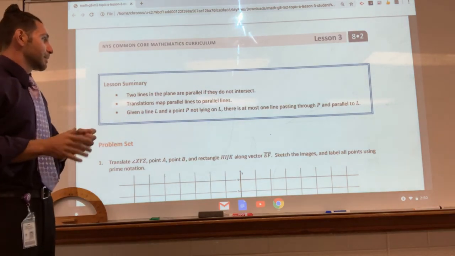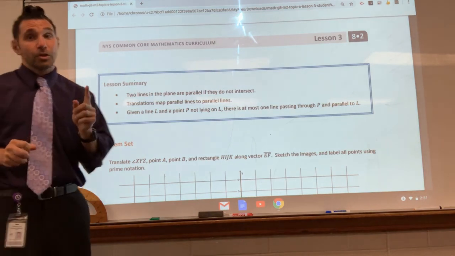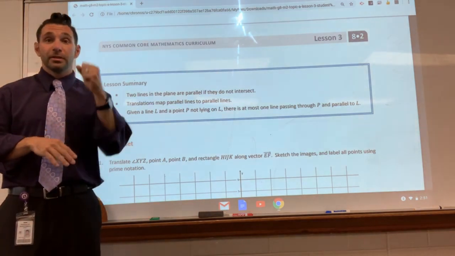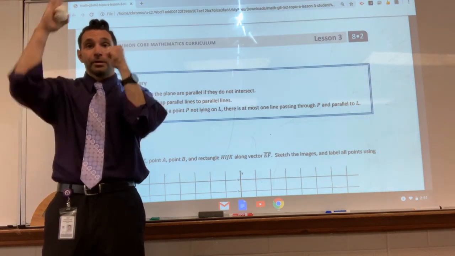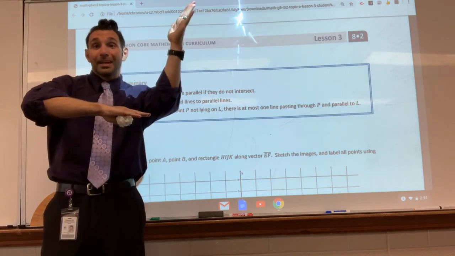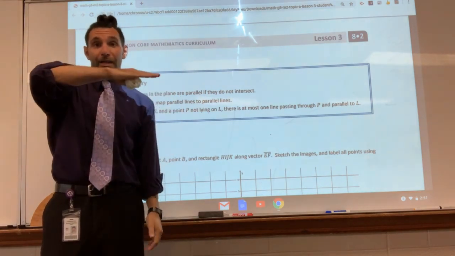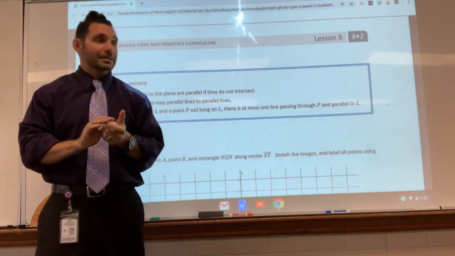Given a line L and a point P, there's only one line. What does this mean? You can only make one parallel line if it's given a point. So if I have a point and a line, I can only make one parallel line. If I have a line and I'm translating it this way, guess what? I'm still going to have a parallel line. If I have a line and the vector's along the line, it's the same exact line.